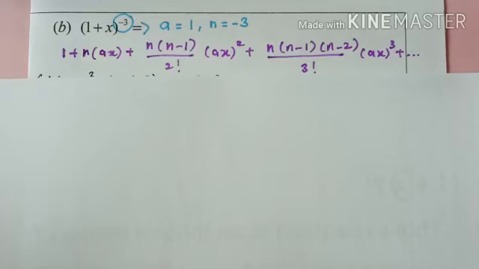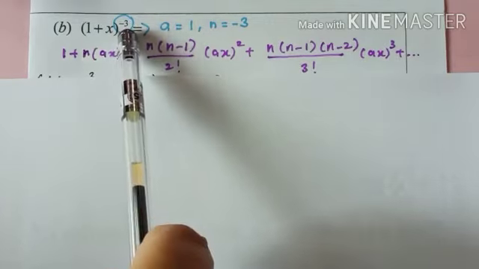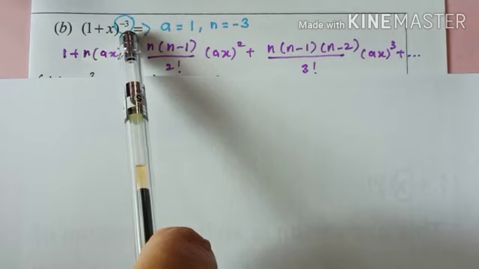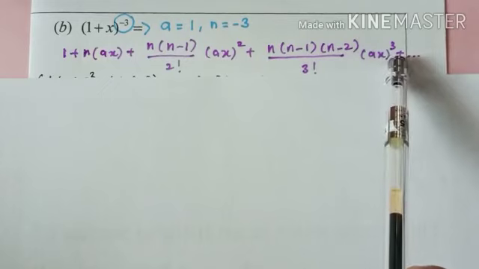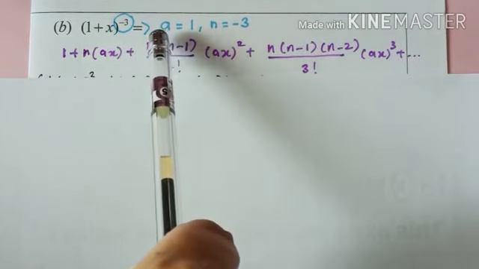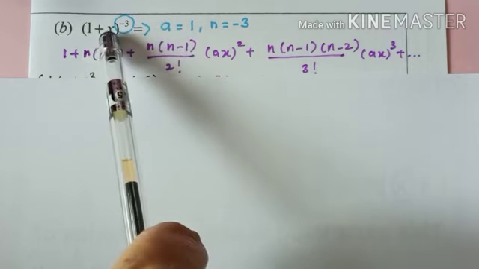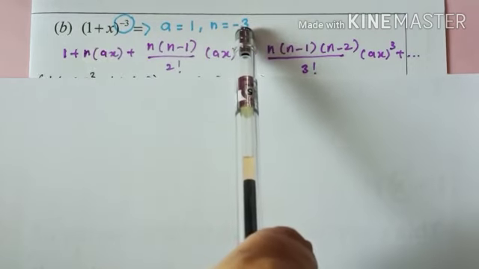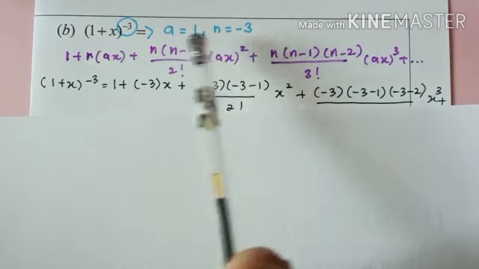Example B, (1 + x)^(-3). You want to expand it. You can see the power here is a negative number, so we have to use this formula. We can determine or state the value of a is equal to 1, and n is equal to negative 3. First step, we have to substitute into the formula.